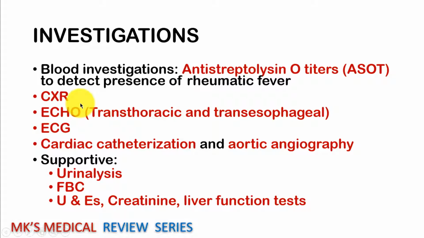You also want to order a chest x-ray and an echocardiograph, which is the diagnostic tool. You should aim to order a transthoracic as well as a transesophageal echocardiograph, but a transesophageal echocardiograph is much more accurate and gives you a much better picture than a transthoracic. But in our setting, the transthoracic is what we routinely do. Then you also do an ECG. You may also undertake cardiac catheterization and aortic angiography. Some supportive investigations include a urinalysis, a full blood count with a differential, urea, electrolytes, creatinine, and liver function tests.